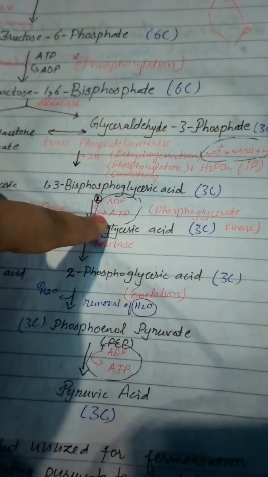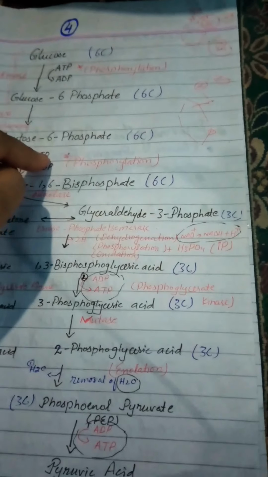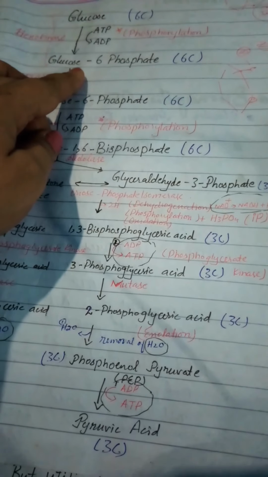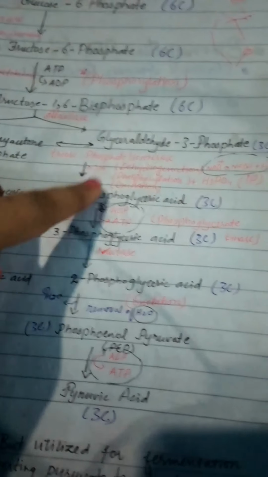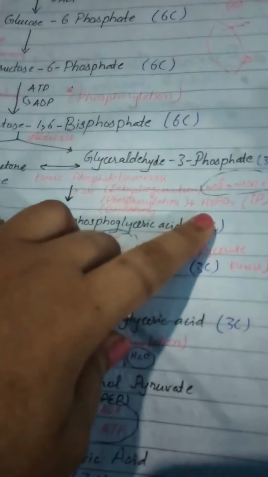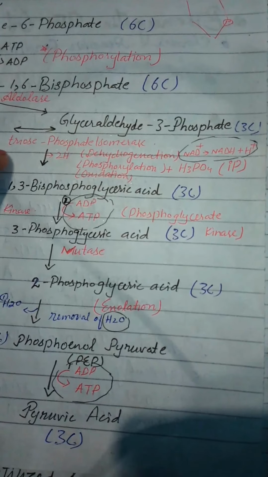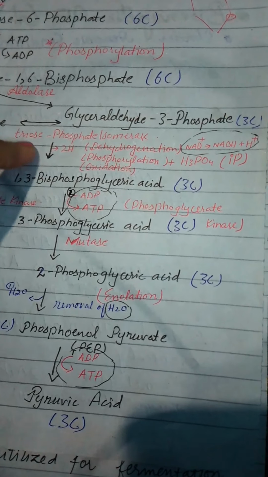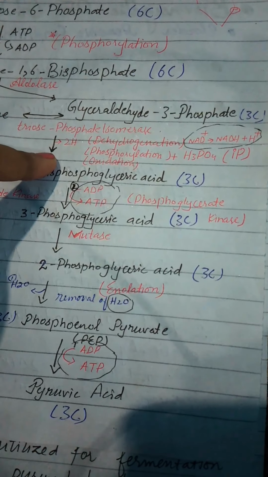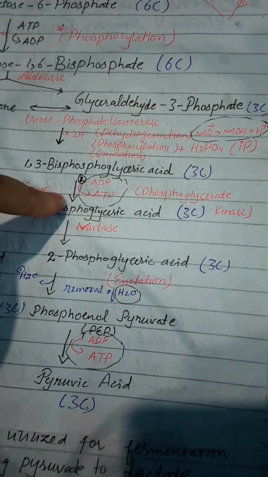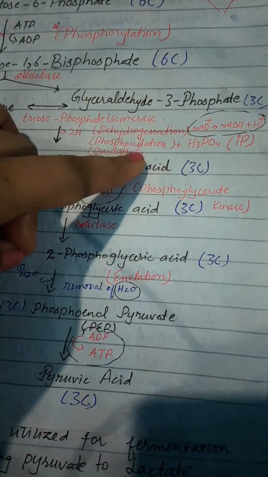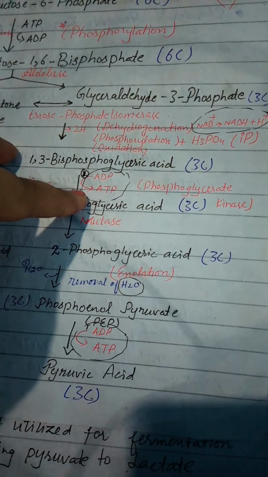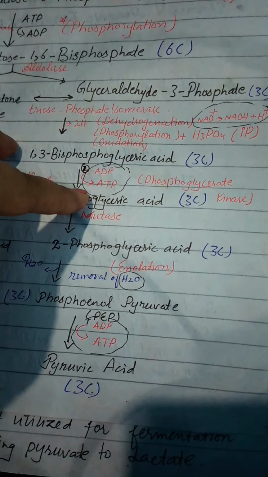So overall, 2 ATPs were invested in the initial stages, in the priming phase or preparatory phase, and two molecules of NADH plus H have been generated after the splitting of fructose 1,6-bisphosphate into glyceraldehyde 3-phosphate and dihydroxyacetone phosphate. So here we have two molecules of reduced coenzyme NADH plus H, and there is generation of two ATP molecules up till now.